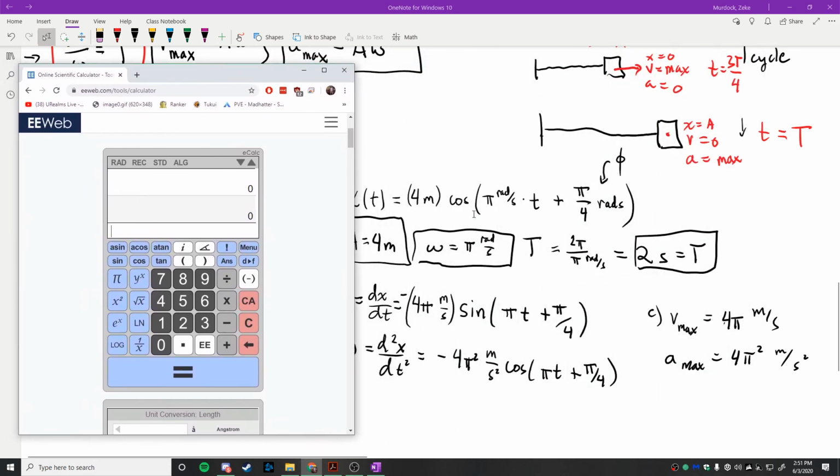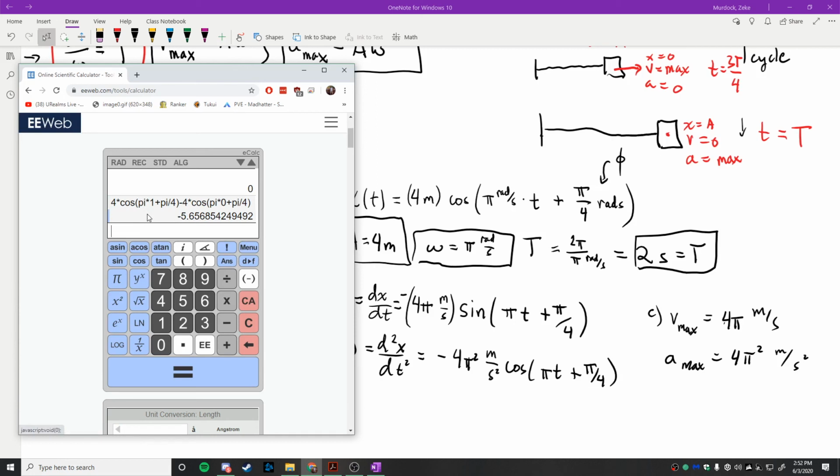Okay, so x of 1 would be 4 times, we're in radians, you need to be in radians for most of these problems, 4 times pi times 1 second plus pi over 4. That's x of 1 right there, right? And then we basically just need to subtract x of 0. So we'll just put a 0 in right there. Enter. Boom. Negative 5.6. We'll talk about what that means. But that's basically its displacement, right?